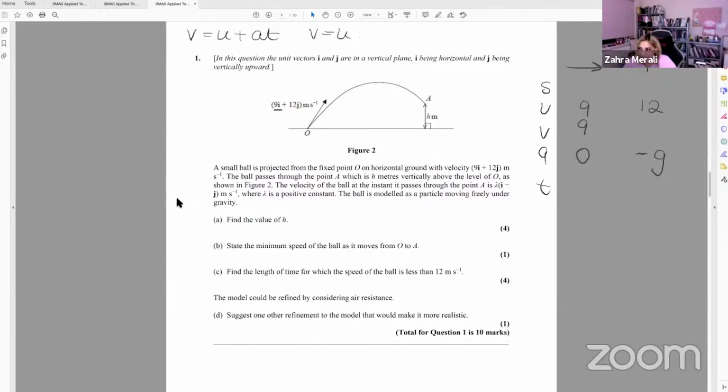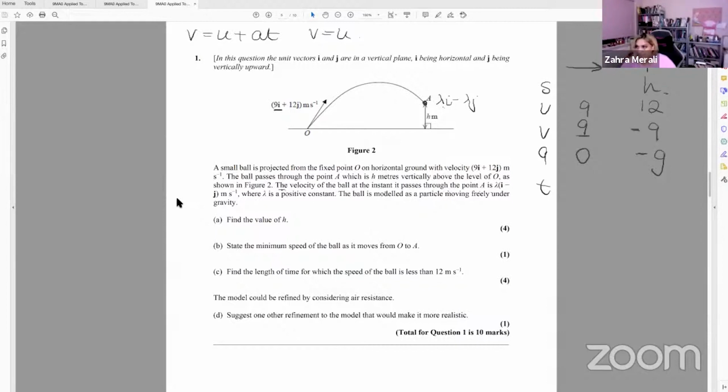We're trying to find h, which is a vertical h, trying to find this h here. And let's read the question now. It's telling us the velocity at the instant it passes through the point A. So the velocity over here is lambda i minus lambda j. Well, we just said that u and v horizontally don't change. That means lambda has to be 9. So if that's 9i, that's going to be minus 9.